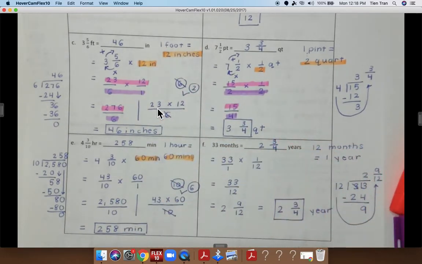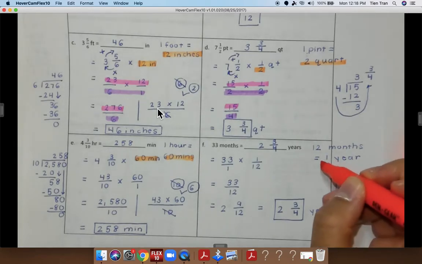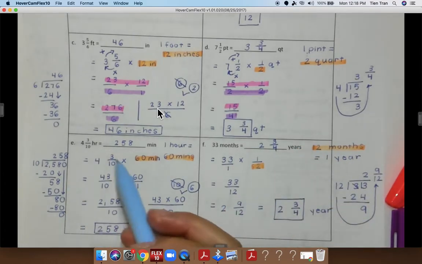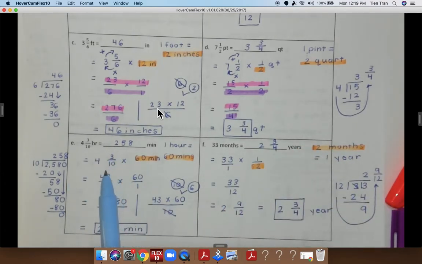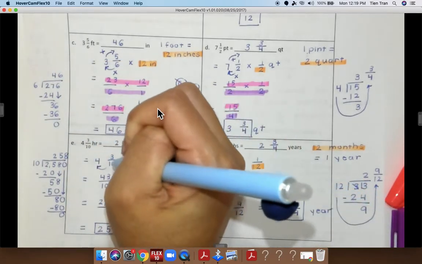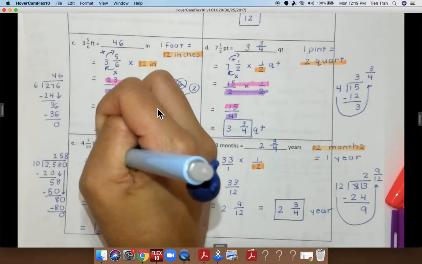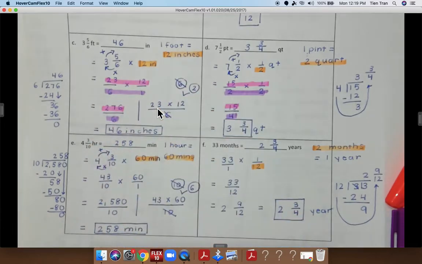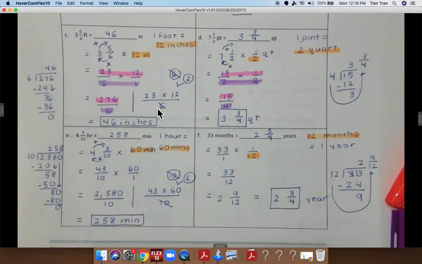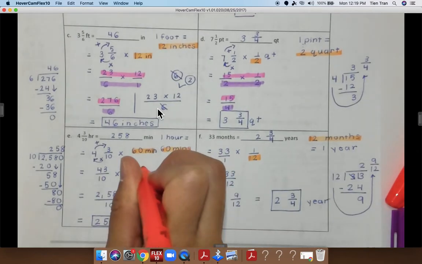And over here, it's the same thing. So, oh yeah, 1 year is equal to 12 months. So that's where we got that from. So 4 and 3/10, I'm going to multiply 10 times 4, which is equal to 40. And 40 plus 3 is equal to 43. We have 43/10 times 60. Where do I get 60 again? That came from right there. That's where I'm getting 60 from.